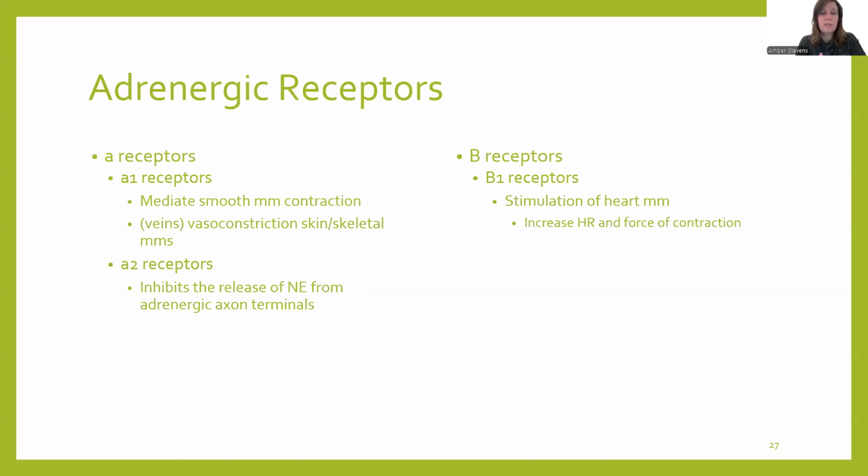All right, so with the adrenergic receptors, the alpha receptors mediate smooth muscle contraction, so vasoconstriction, and inhibit the release of norepinephrine from the axon terminals. Then the beta receptors stimulate the heart, increasing your heart rate and force of contractions.